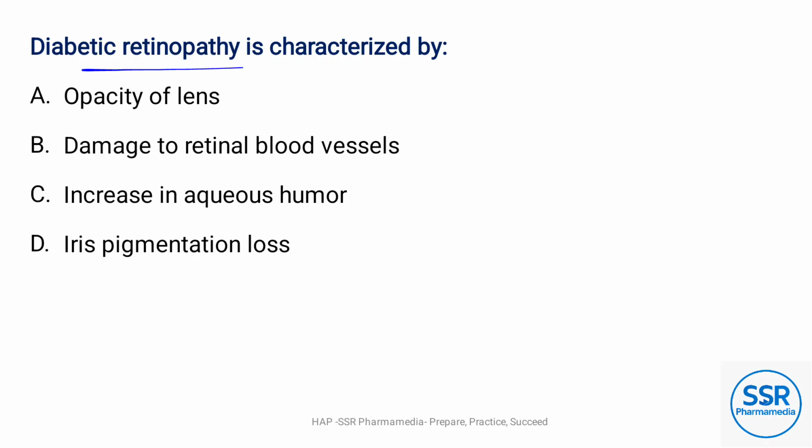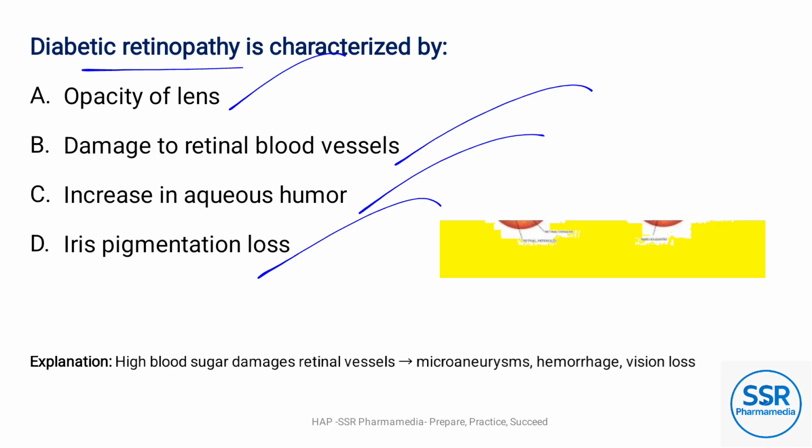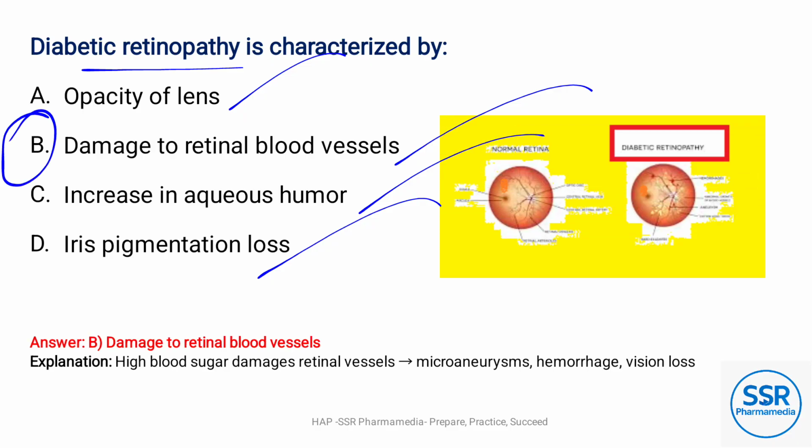Diabetic retinopathy is characterized by option A, opacity of lens, option B, damage to retinal blood vessels, option C, increase in aqueous humor, option D, iris pigmentation loss. So the answer is option B, damage to retinal blood vessels. So high blood sugar damages retinal blood vessels. It leads to microaneurysm and hemorrhage and vision loss.